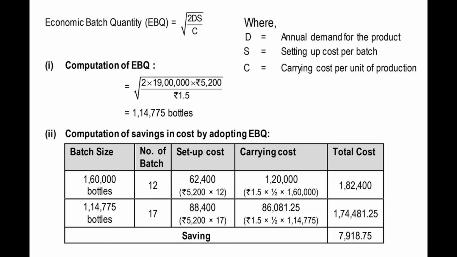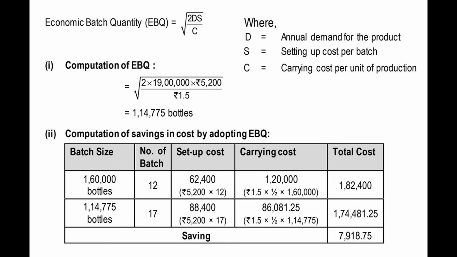How? 1.5 is given in the problem as the carrying cost per unit. That means storage cost per unit. So 1,60,000 divided by 2 is what? 80,000 units into 1.5 per unit. So the resulting figure would be called the carrying cost.